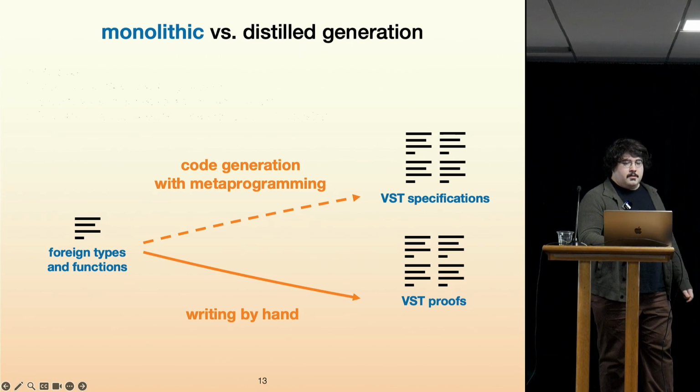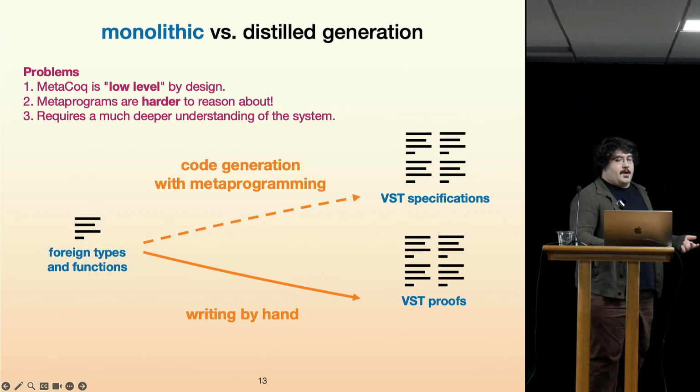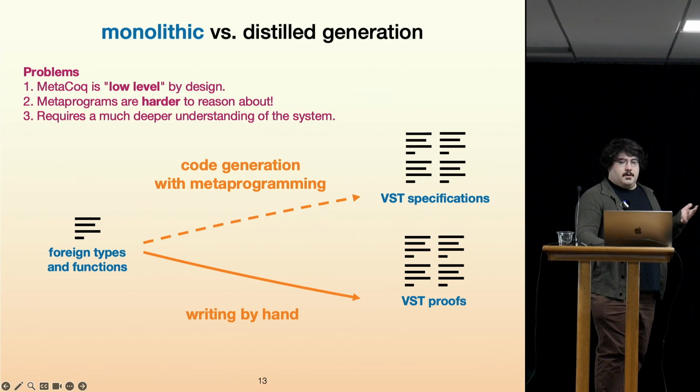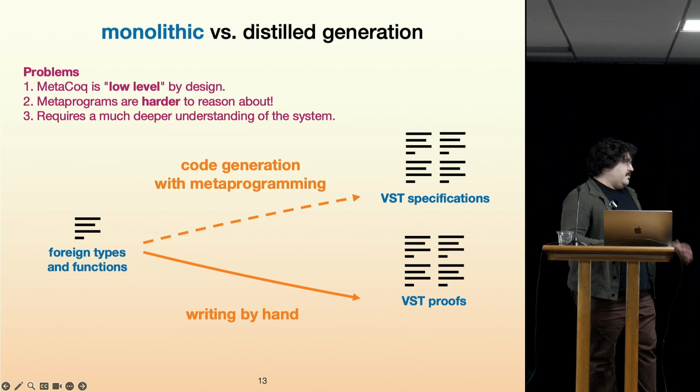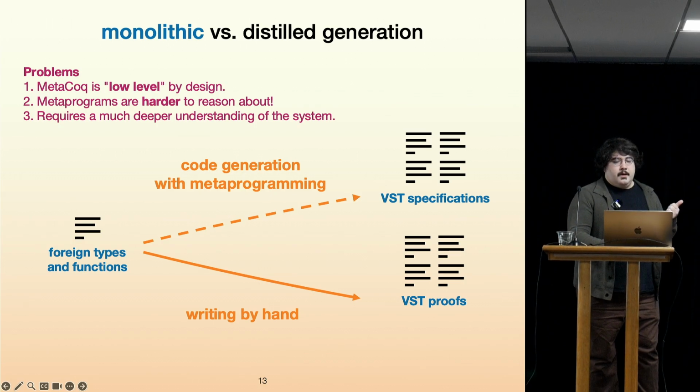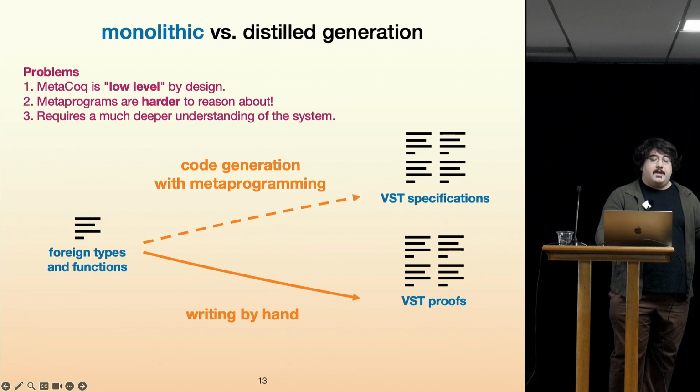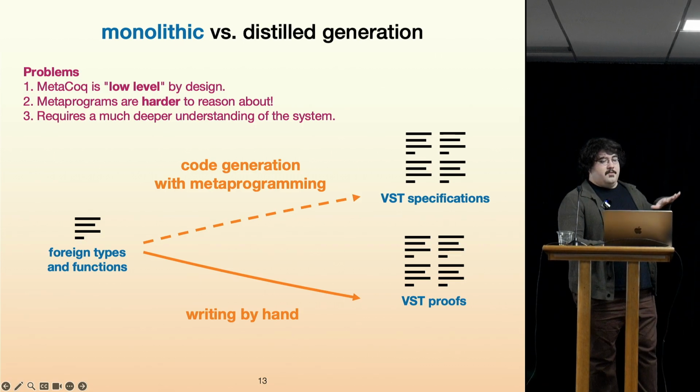But that's not ideal. There are a couple of reasons. One of them is that we use MetaCoq for code generation, which has a Coq plugin for compile-time metaprogramming, like Template Haskell. MetaCoq's representation of Coq terms is low-level by design, because their main goal is to reason about Coq's metatheory, so that's understandable. But this means it's a bit more cumbersome to use it for code generation. Another reason is that metaprograms are hard to reason about. It's harder for us to tell if our metaprogram generates the right thing and that it always works. Reasoning from a meta level above can get clunky. And the third reason is that writing proofs this way requires a much deeper understanding of how everything works, which will render our system unusable for most users.